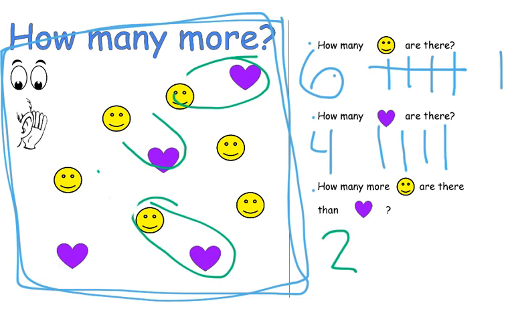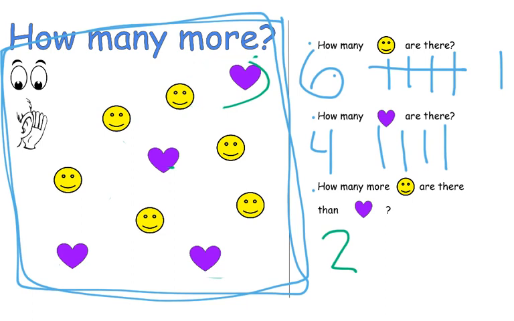Another way to do this that's a little faster, because we don't have to go and circle them all, is to do a subtraction problem. And this is what it would look like. It's going to be smiley faces. Oh, that's not a very good smiley face. Let me do that again. Sorry. Okay, here we go. Oh, much better.